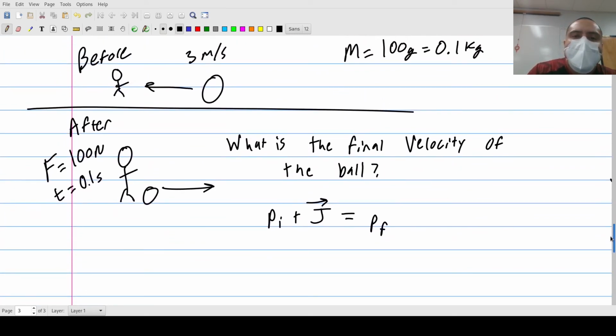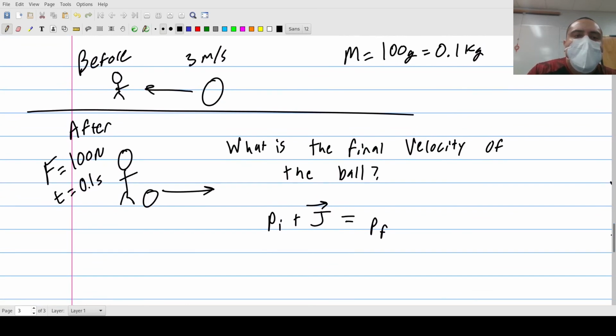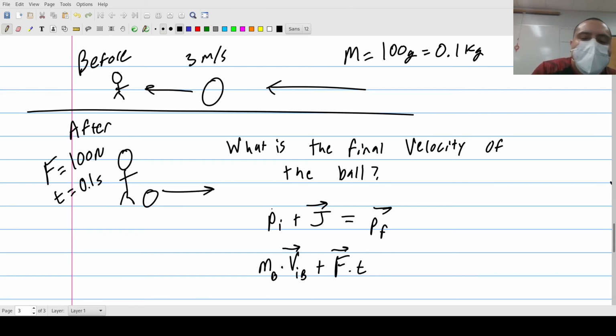So the momentum before, well, that's got to be in this picture up here. What's moving in that picture? Well, it's the ball. So it's going to be equal to the mass of the ball times the velocity of the ball at the beginning, so V initial for the ball, plus, well, now it's impulse. Well, we have a force and a time, so it's going to be force times time. Don't forget that these things are vectors too. Being a little bit sloppy with my vector signs there.